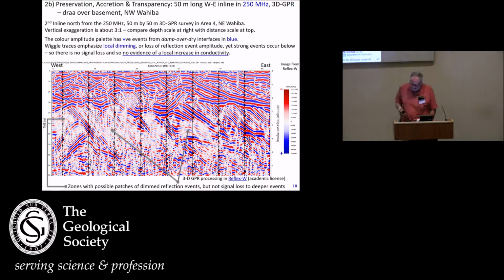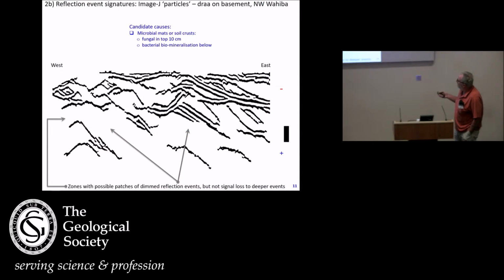So, searching for an explanation, right? I'll show you later when I've got the calibration that actually the blue is positive, which should be damp over dry. So if I just use, this is ImageJ, if I pull out the bigger damp over dry interfaces, plausibly, you can see that they sort of form what could be like umbrellas over the dimmed areas.